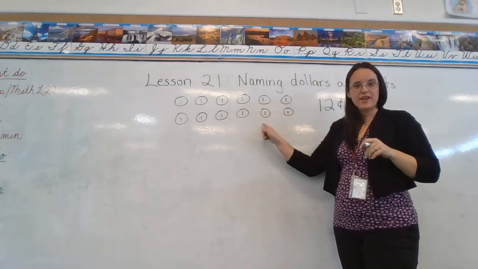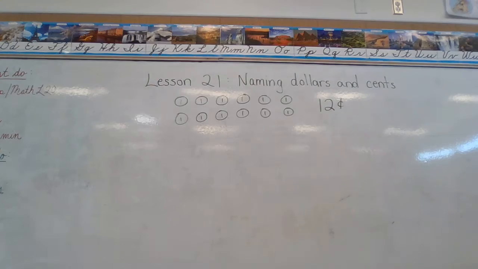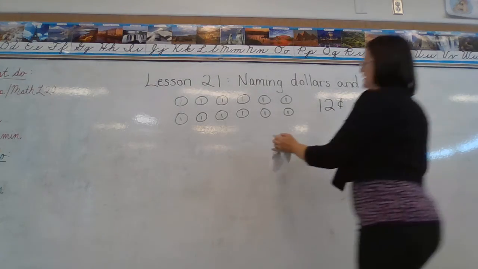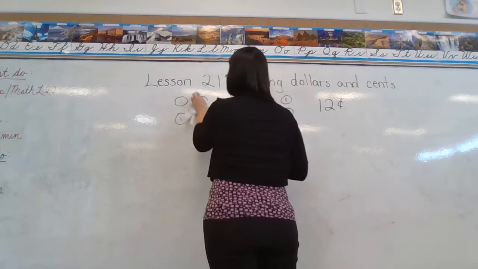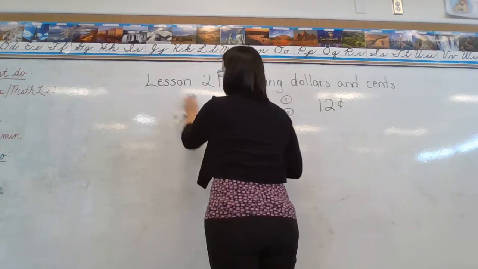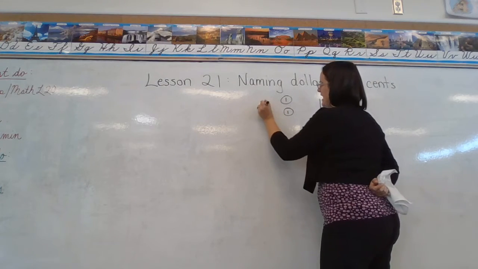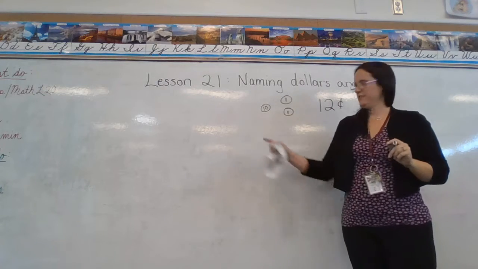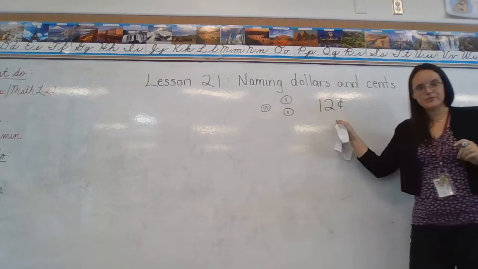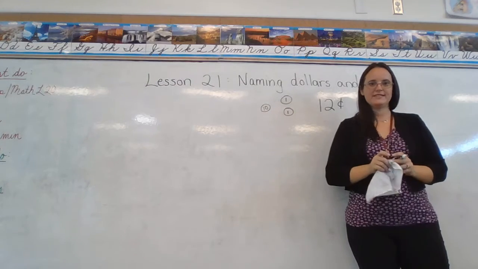Oh, I could trade 10 pennies in for a dime, couldn't I? Let's do that. I am going to take away 1, 2, 3, 4, 5, 6, 7, 8, 9, 10 pennies. Took them away. That's an even trade for a dime, which is worth 10 cents. So I'll write a 10 in there. Still 12 cents, right? This number hasn't changed. I just used fewer coins to get there.